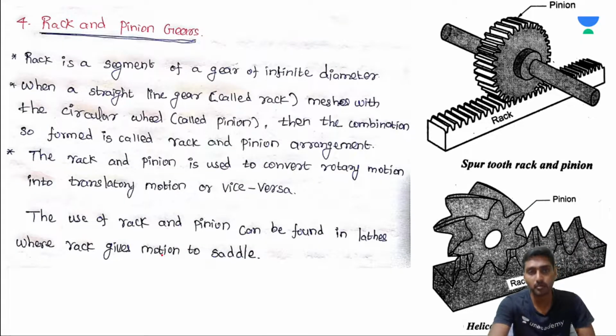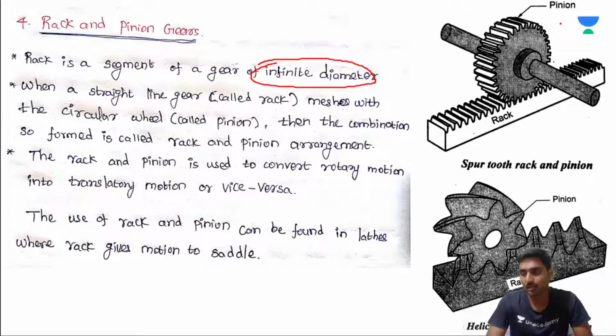Next very important part, rack and pinion. In most of the applications we are using the rack and pinion. Rack is a segment of a gear of infinite diameter. So if you consider a pair, the smaller one is always the gear we consider as the pinion.